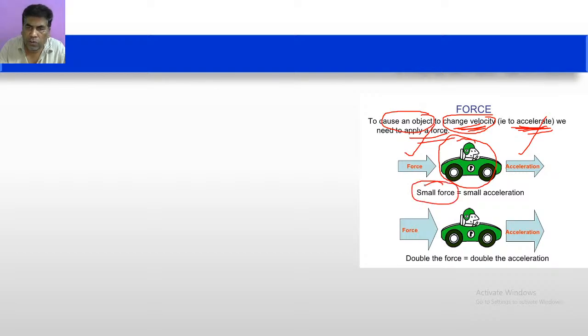If we apply small force, there will be small acceleration. Suppose in the beginning velocity is 0. After some time, because we have applied a very small force, the velocity may increase by a very small amount to 2 meters per second. As the force is small, the increase in velocity, or change in velocity, which is called acceleration, will be small.